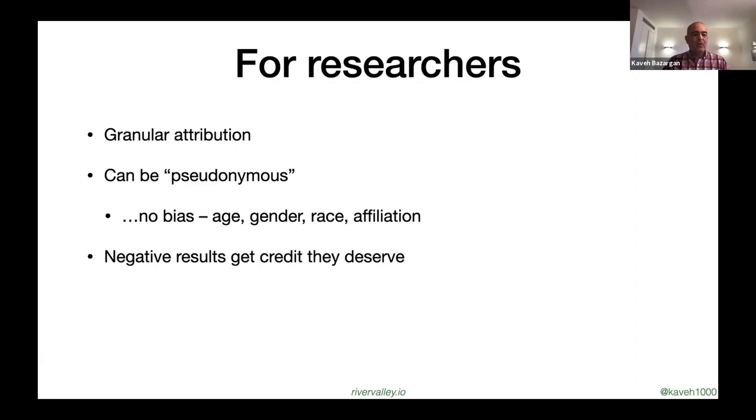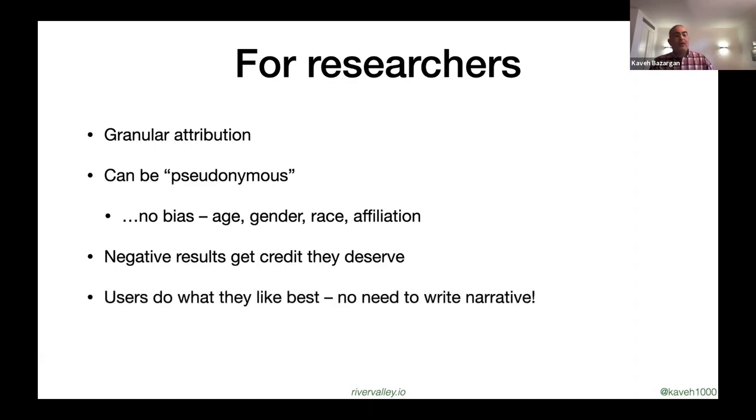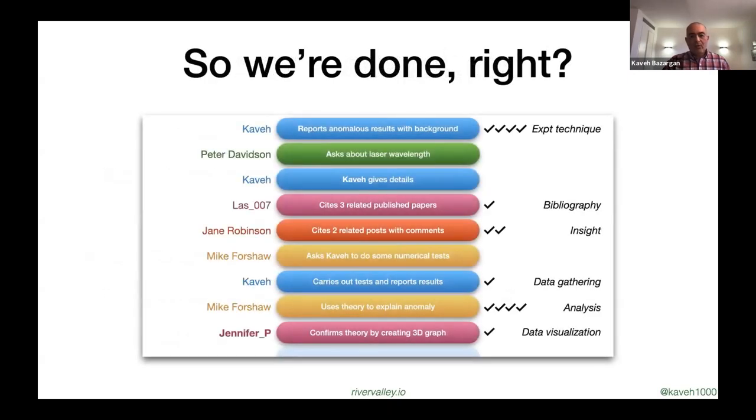Negative results get credit too. So for example, if I've made some stupid error in my experiment and on the first day I put that up, someone could point it out and none of this would happen. There'd be no further discussion, okay? And also people do what they like best. I could get a reputation without writing any papers, no narrative. And it's open and free for all. So you'd think, well, here we are, we're done, we're finished.